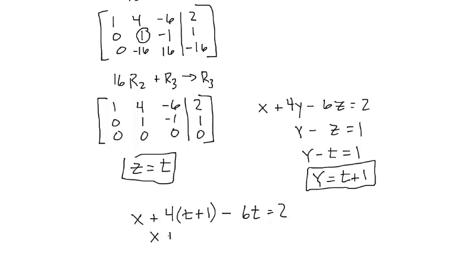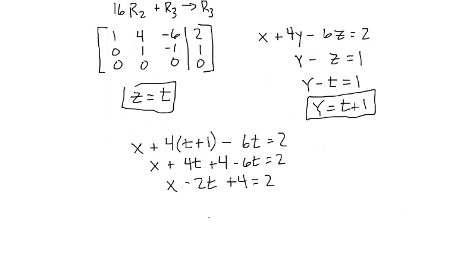So I have x plus 4t plus 4 minus 6t is equal to 2. And then I get x minus 2t, because I have 4t minus 6t, and then plus 4 is equal to 2. And now I'm going to move everything but the x to the right side. So I have x is equal to 2t minus 2.